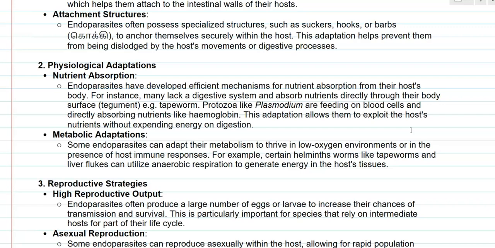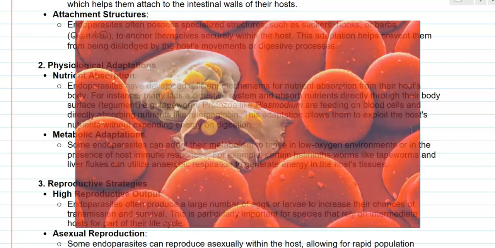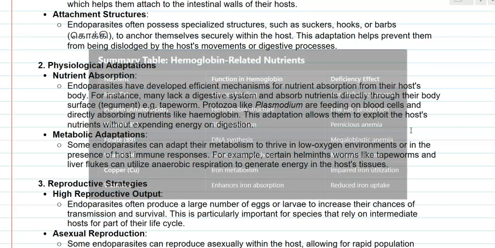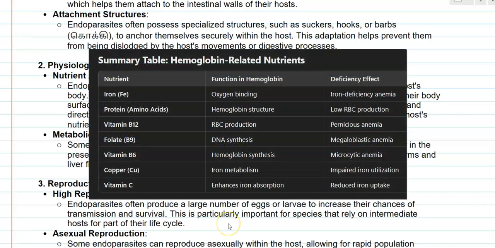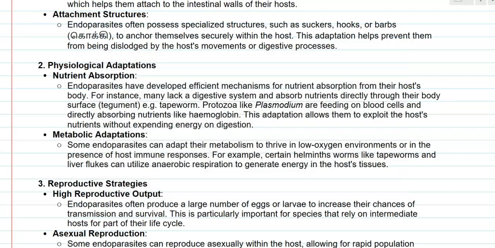Another example is the protozoan Plasmodium, which is associated with the malarial disease. It feeds directly on the blood cells and absorbs the nutrients present in the hemoglobin, as it contains a lot of amino acids and iron, copper and various B vitamins that can be used as nutrient sources. This sort of adaptation allows them to exploit the host nutrients without expending much energy on digestion.